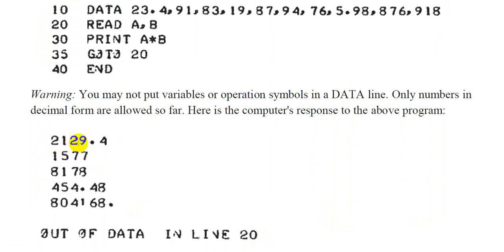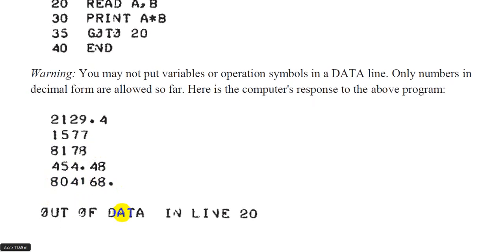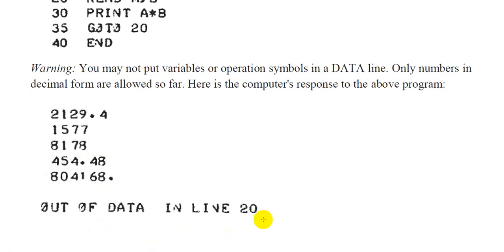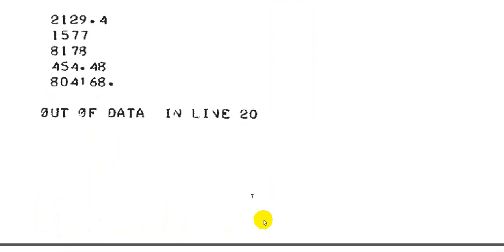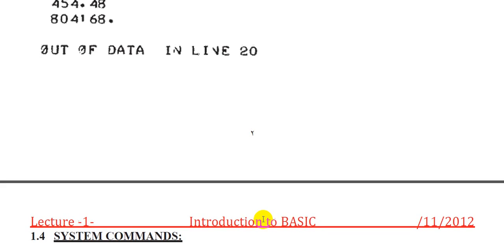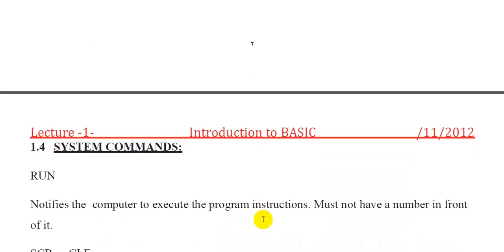As you can see here, this is 21.29.4, 1577, 8178, 454.48, and 8041.68. Out of data in line 20. Out of data in line 20, which is going to get back to line 20 and do this task all over again, in order to read the entire entries given by the data command.